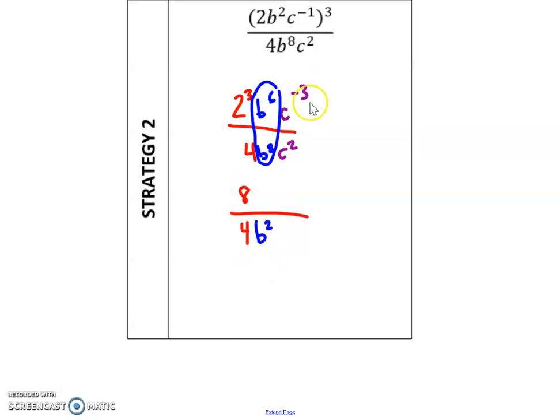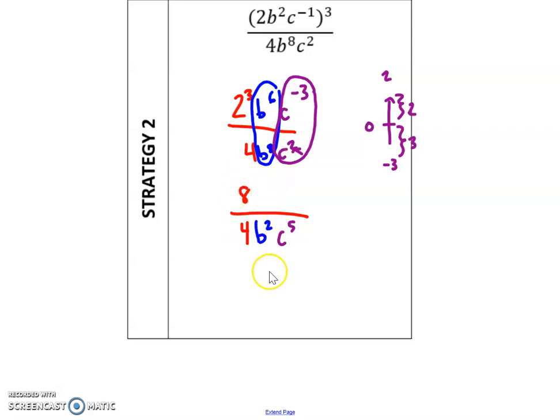Okay, what about our c's? Where's the higher exponent? 2 is higher. How much higher? Well, I'm at -3. I want to get up to +2. How much do you have to move? Well, just to get to 0, I have to move 3, and then I have to move 2 more to get to 2. So I'm at 5, so this has to be c to the 5th.